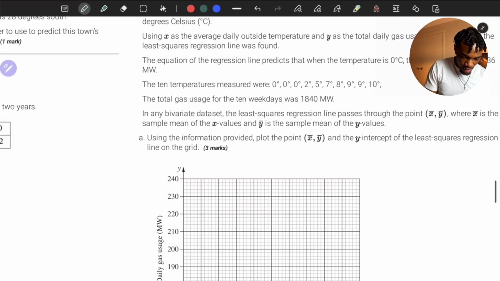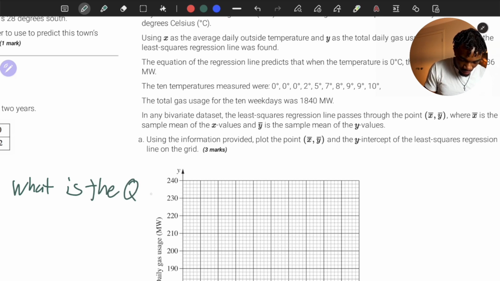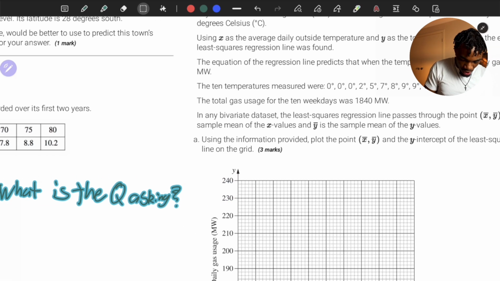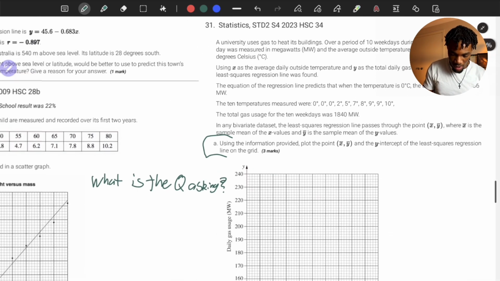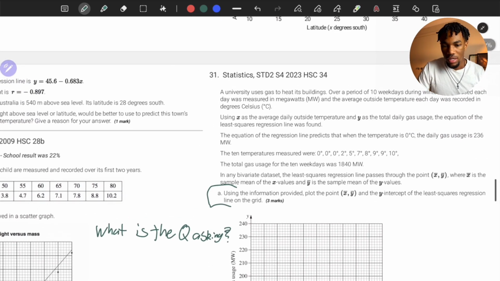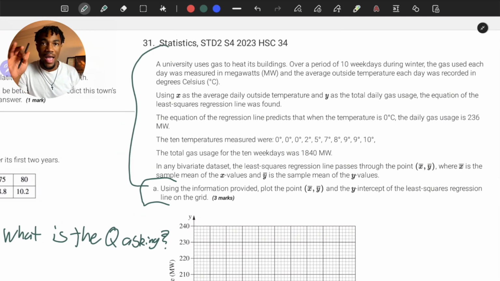The first one is a prerequisite. It's what is the question asking. So when I start with worded questions, I always start at the actual question here. So this question here has a whole lot of information up here. I don't read any of this until I know exactly what I'm trying to find out.